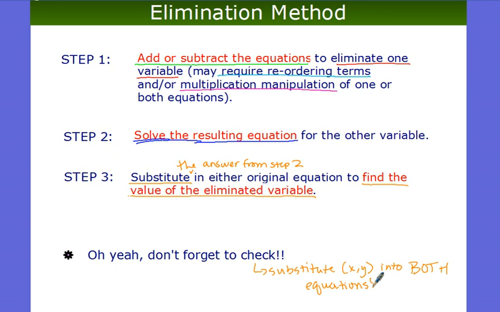So we're going to look at a few examples just to make sure that we've got it. There's a couple of different things that you may have to do, so we're going to look at a few, and then you're going to practice this method on your own.